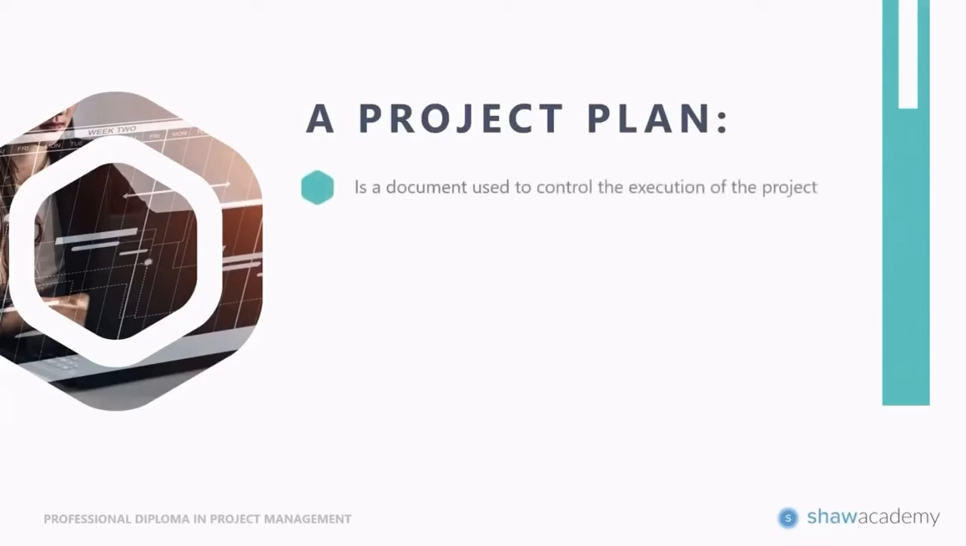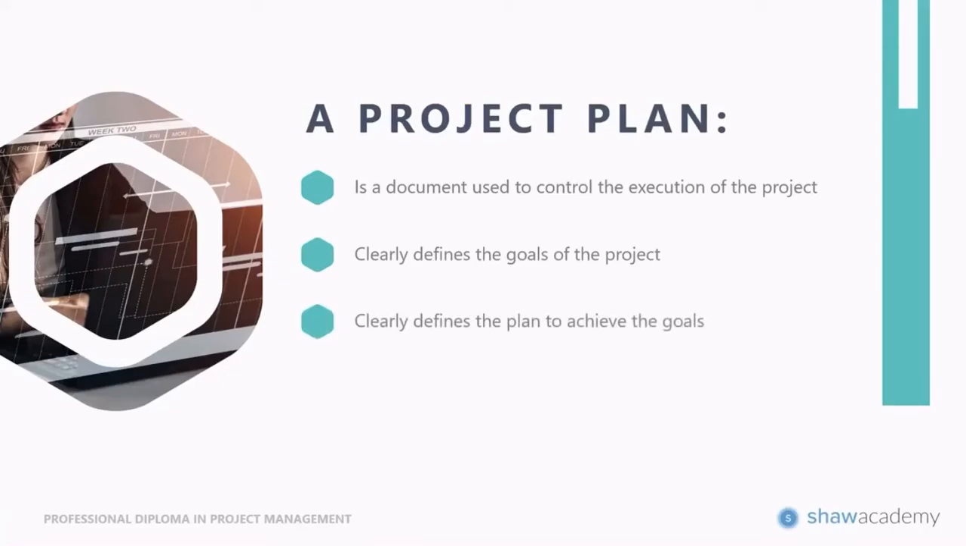A project plan is a document used to control the execution of your project. In other words, it's a formal document that is going to guide and control the execution of your project, and it's going to be a key resource in the success of your project. It's going to clearly define the goals of your project, the goal being the end result that you wish to achieve. It's going to clearly define the plan in which you're going to use in order to achieve these goals. In other words, all the different steps that will need to be accomplished in order to achieve this goal.